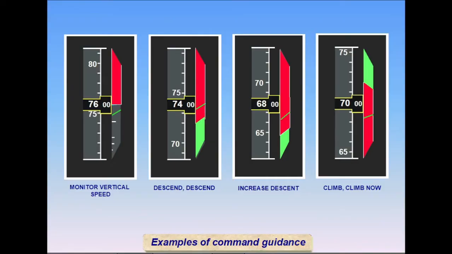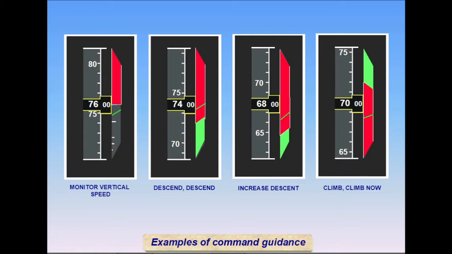These are examples of the visual guidance commands displayed on the vertical speed tape of the primary flight display. The sequence shown progresses from merely monitoring vertical rate to a descent command, followed by an increased descent rate, and finally a reversal command to climb rather than descend. When vertical rate commands are given, the pilot has 5 seconds to react and begin a climb or descent at the rate recommended by the green bar on the tape.